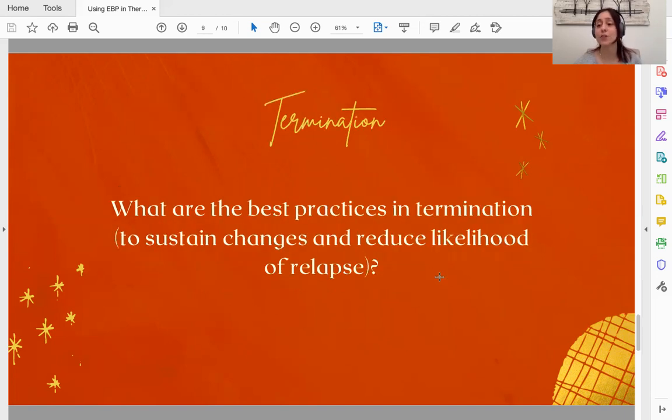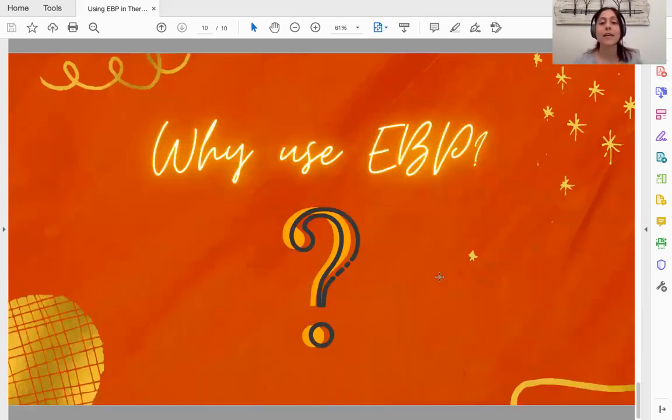Okay, and then finally, termination should also be evidence-based. We want to know which practices in termination are going to be best to help reduce the likelihood of treatment relapse, so that our clients don't end up coming back needing therapy all over again. I mean, that happens sometimes, but we want to use best practices in termination.